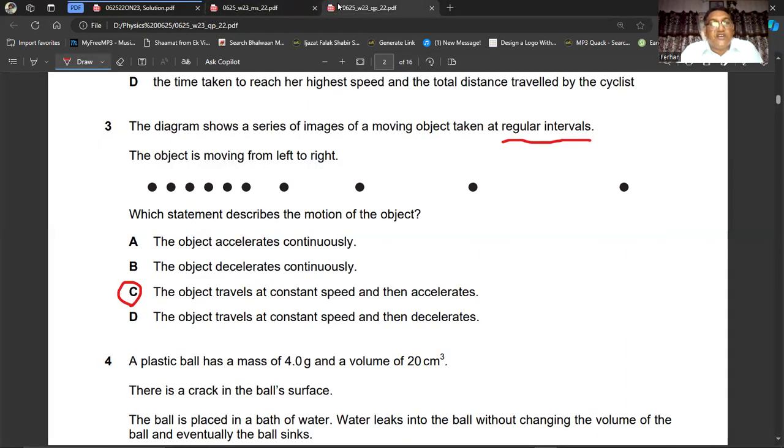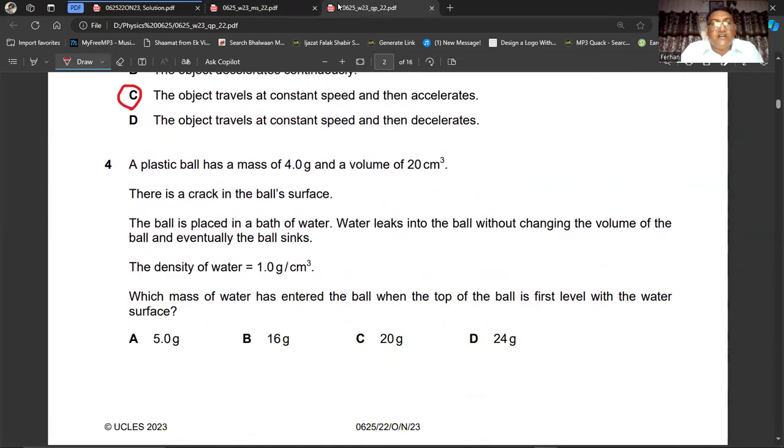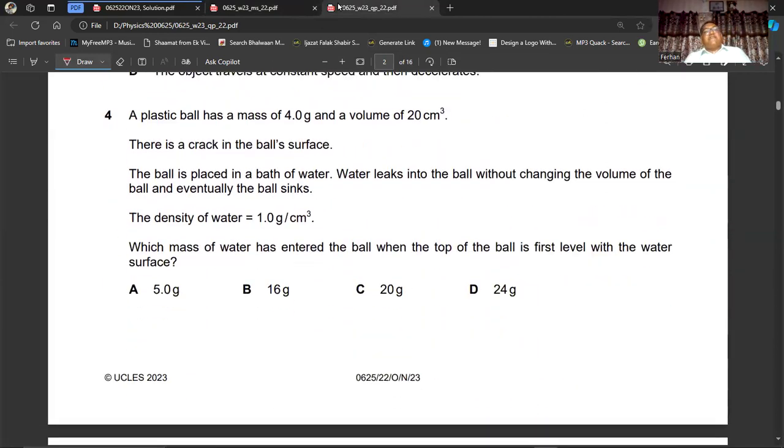Now we are going to the next question, question number 4. A plastic ball has a mass of 4 gram and a volume of 20 centimeter cube. So the mass of the ball is 4 gram. The volume of the ball is 20 centimeter cube. There is a crack in the ball's surface. The ball is placed in a bath of water.